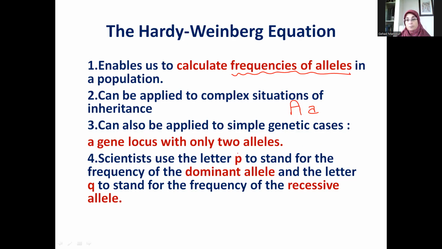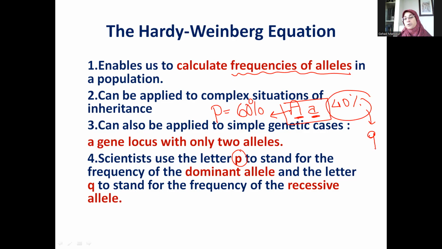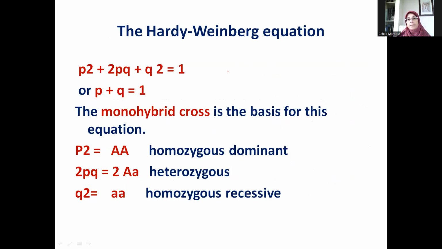So P will stand for the frequency of the dominant allele. So, for example, if in a population the frequency of the dominant allele is 60%, then the frequency of the recessive allele for that trait, when we talk about relative frequencies of 2 alleles, we talk about alleles that control the same trait. So this 60% will be denoted P, whereas the 40% will be denoted Q. So again, P stands for the frequency of the dominant allele, and Q stands for that of the recessive allele.